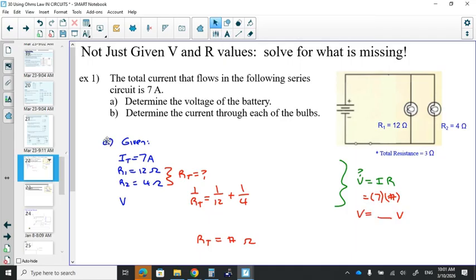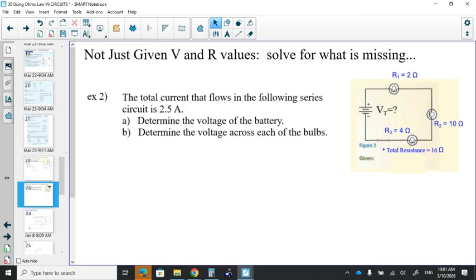I'm just trying to speed things up a little bit here. And then determining the current of the bulbs, picture a V1, I1, R1. So resistance is known, voltage is known because it's the same as total voltage. And so you'd be able to get the current. And then same thing for V2. That's one way that a question can be a little bit different looking.